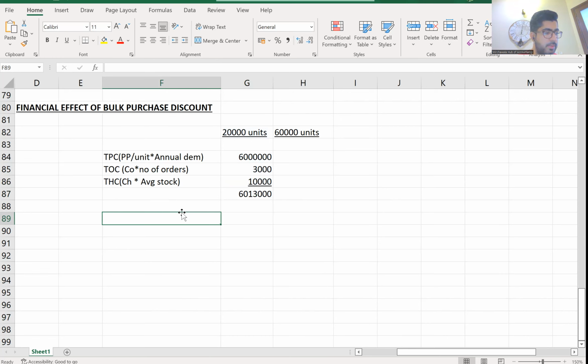Okay, currently you were purchasing 20,000 units. So you calculated purchase cost as purchase price per unit into annual demand. So purchase price per unit was 25 and annual demand was 240,000. TOC was C naught into number of orders. Okay, and THC was CH into average stock. Now the supplier is offering you a 0.5% discount if you purchase 60,000. So you need to find TPC, THC, TOC on 60,000.